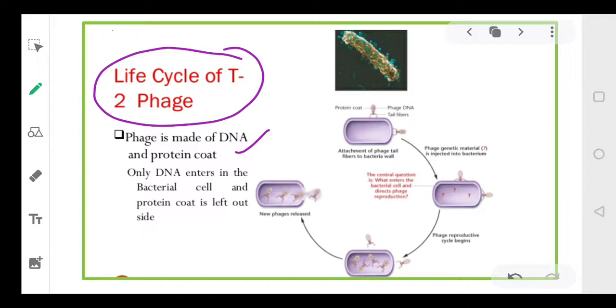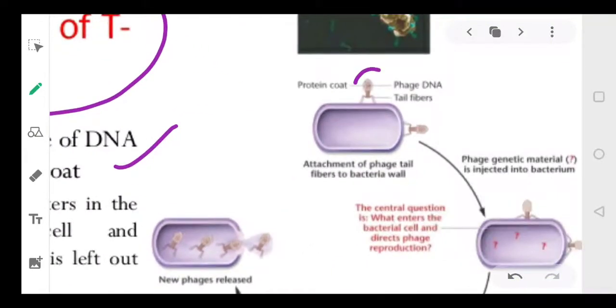Clear? Generally, what happens in the life cycle? So this portion you see, this is your bacteriophage and this is the bacterial cell. So bacteriophage will infect the bacteria. It will attach on the wall of the bacteria. Okay? And it will inject its genetic material into the bacterium.